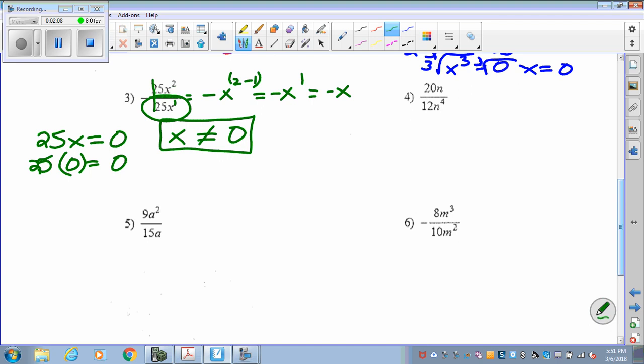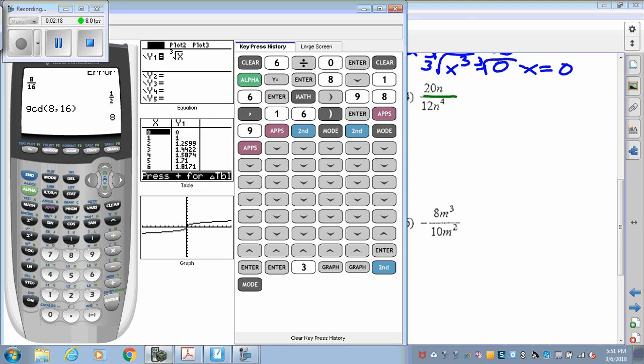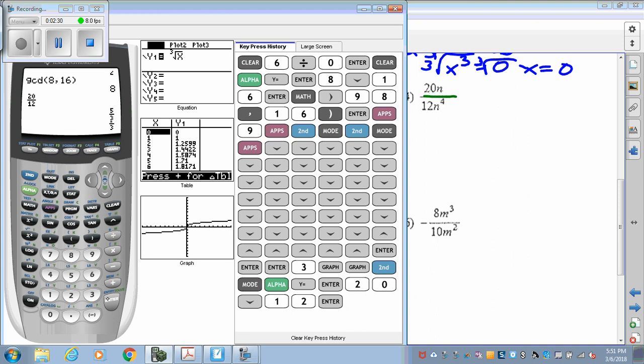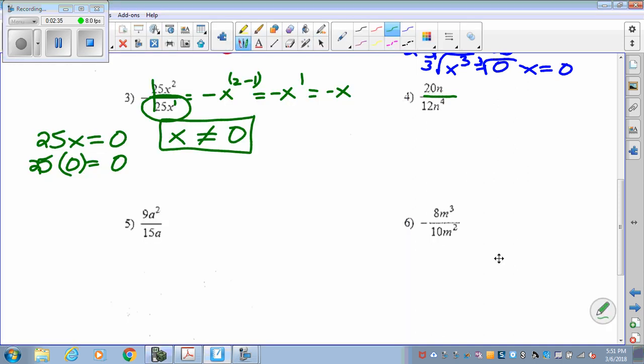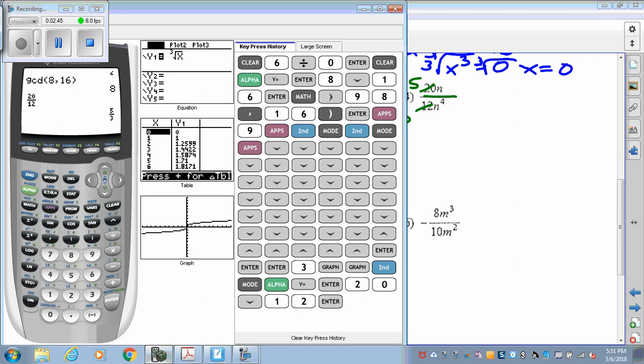All right, and now at number 4, I've got 20 divided by 12. I want to reduce that, so I can use my alpha y equals, and I get my fraction. 20 divided by 12, enter, and I've got 5 thirds. So that reduces to 5 on the top and 3 on the bottom.